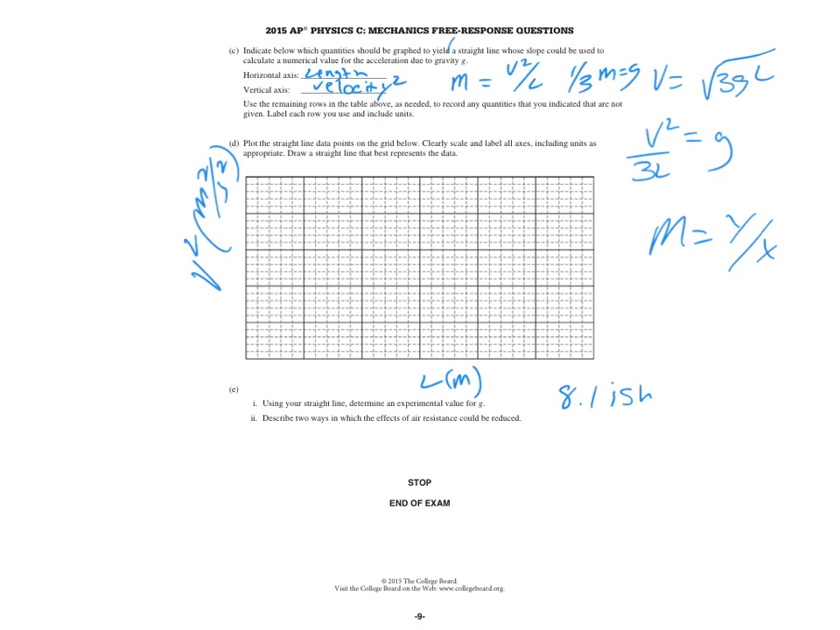Describe 2 ways in which the effects of air resistance could be reduced. They're going to basically assume that you had air resistance that prevented this from working. How could you reduce air resistance? One way would be by doing it in a vacuum. That would be the obvious way. The second way, you could have a shorter rod. If you had a shorter rod, there'd be less surface area exposed. You could use denser rods so that it wouldn't be as subject to air resistance. You could use a more aerodynamically shaped rod. Lots of options there.